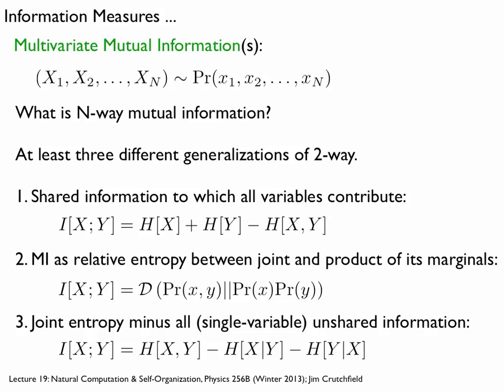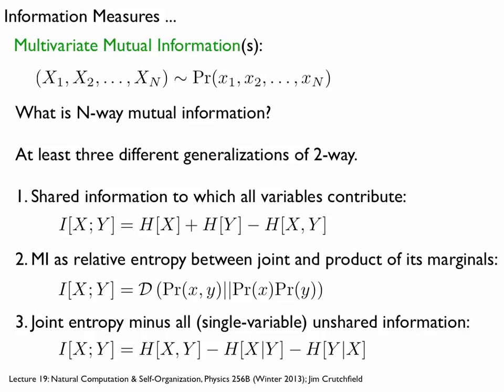And then there's another interpretation that starts with a different identity. Again, these are all equivalent with two variables, so this is the extra semantics we've added when we look at mutual information in different ways. It's the joint entropy minus all the single-variable unshared information, the information that just the variables have alone. So it's the joint entropy minus that part of X that's not predicted by Y and that part of Y that's not predicted by X. We're cleaving out all the randomness that the variables generate themselves, and then thinking of what remains as the shared information.